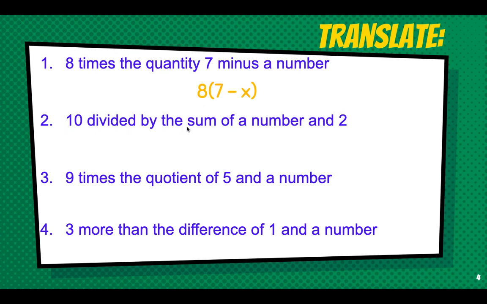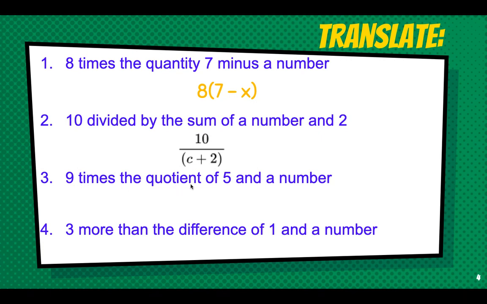10 divided by the sum of a number and 2. Because of this piece, the sum, I know that everything that follows right here is going to be part of an addition problem. So my number and 2, because of the order that's given, I'm going to have a letter plus 2 because of sum. And 10 divided by that sum means that that whole sum is in the denominator. So I have 10 divided by the sum. You may want to use parentheses when you see the sum or the difference. And then I have a number and 2.